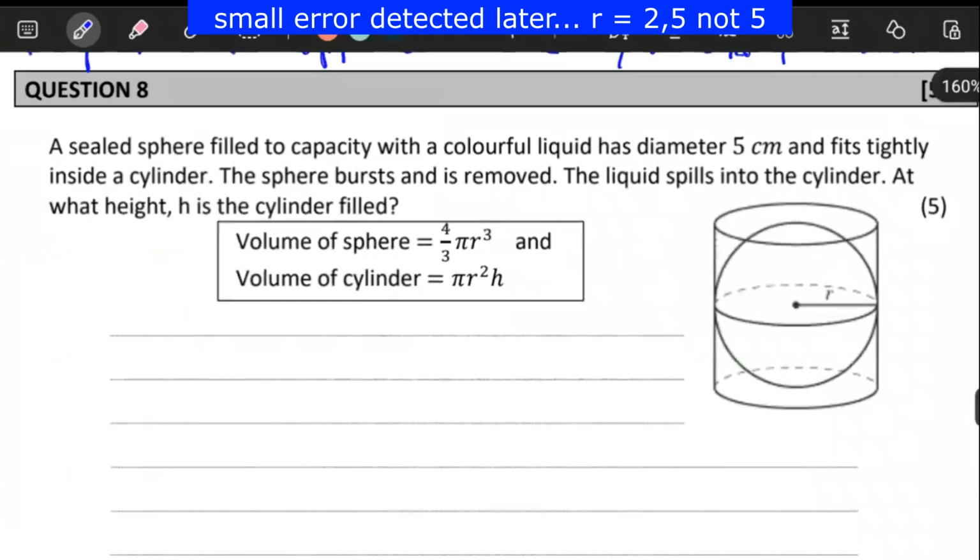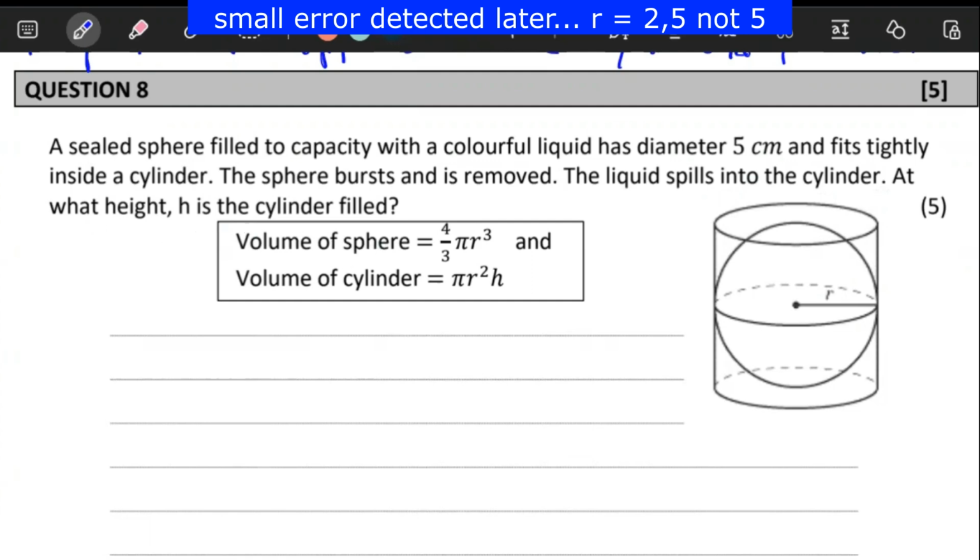Question number 8. It says, a sealed sphere filled to capacity with a colorful liquid has a diameter of 5 centimeters and fits tightly inside a cylinder. The sphere bursts and is removed. The liquid spills into the cylinder. At what height is the cylinder filled?